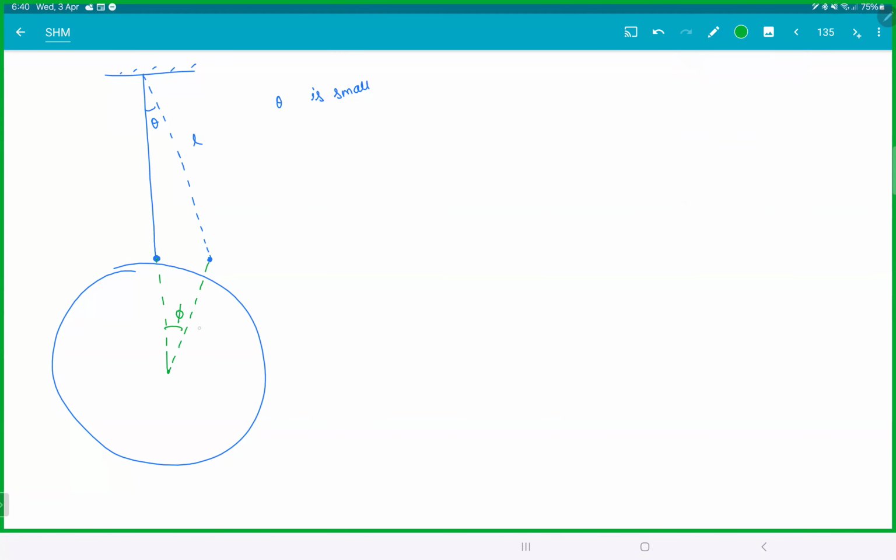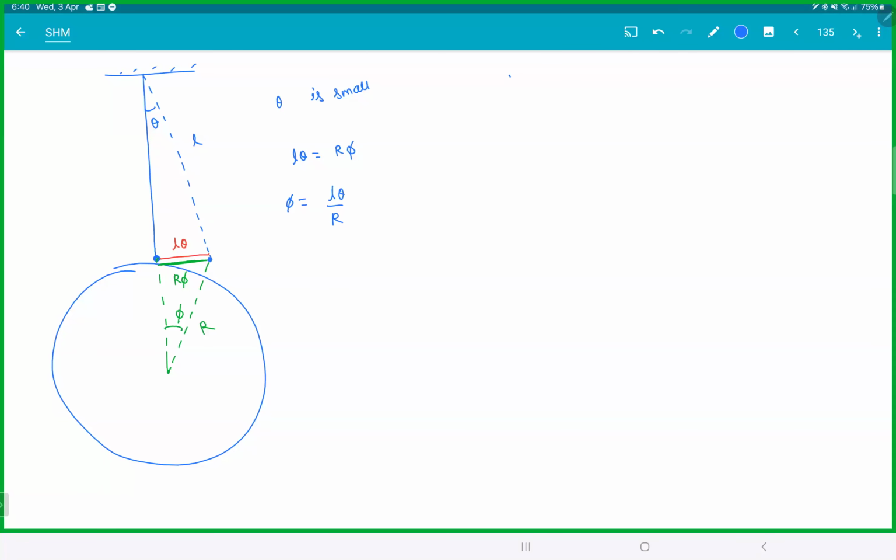Let this angle be phi and this will be R. So this length here will be R phi. This length here will be L theta. So L theta is equal to R phi. That's your relation. So from here we get phi is equal to L theta by R.